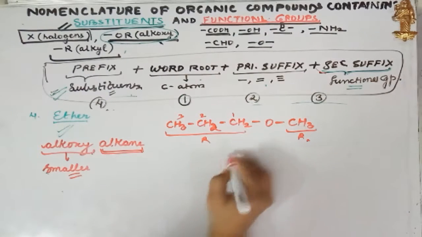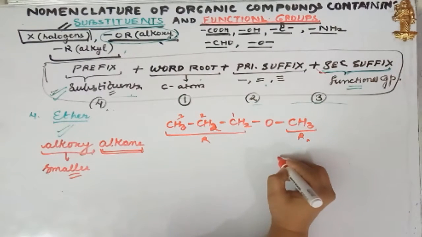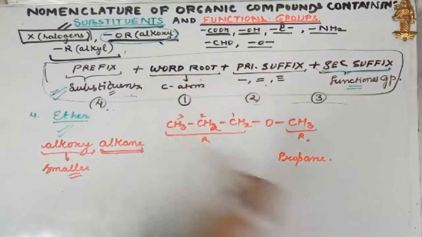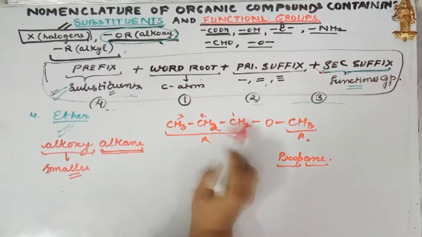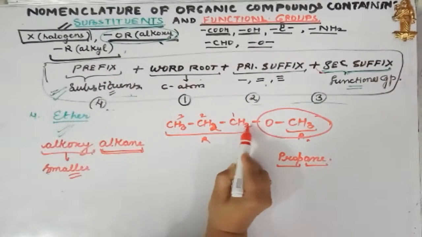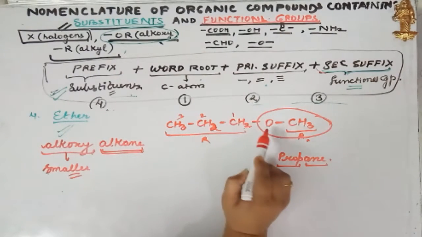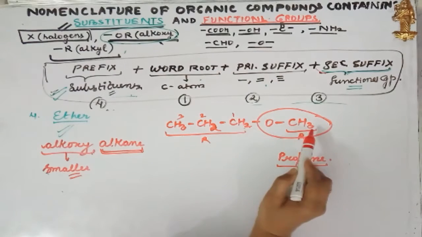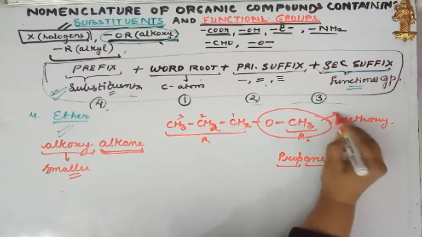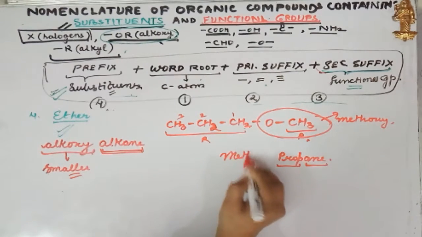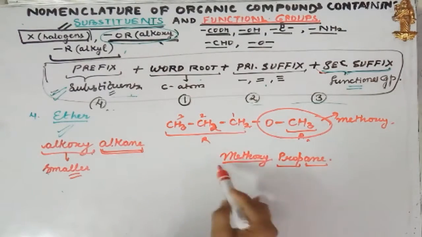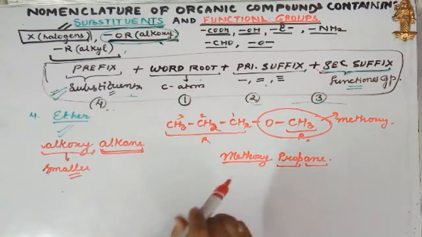So how am I going to name it? Alkane means meth, eth and prop, so it becomes propane. And the word root here is prop. Ane is indicating no double bond, no triple bond, and one H of this CH3 has been replaced by OCH3, and what is that? This is methoxy. So I'll be naming this compound as methoxy propane. Are you clear? So the name of this compound is methoxy propane. Hope it is clear to you.